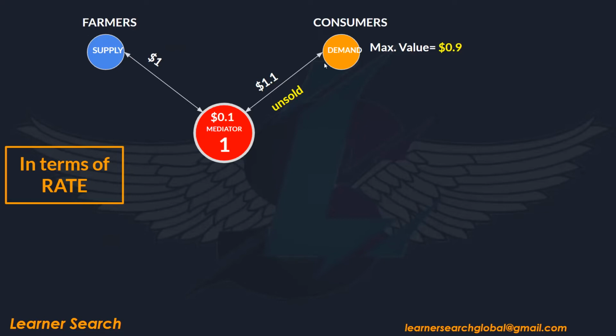Now what happened in this case? He's selling for the same rate only, 1.1. So whatever demand he's getting, the value at that moment is 0.9. Since the supply rate is more than the demand one, the consumer doesn't purchase. Definitely, we'll go for the second mediator and check another demand. Correct. So it becomes unsold.